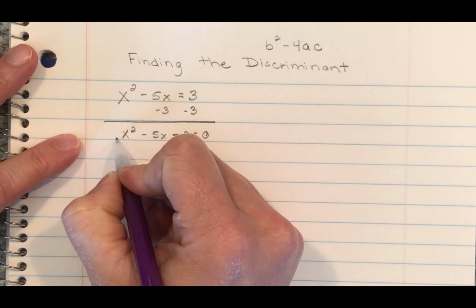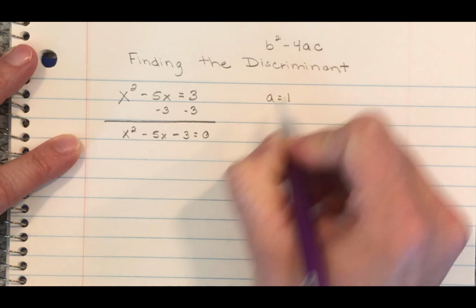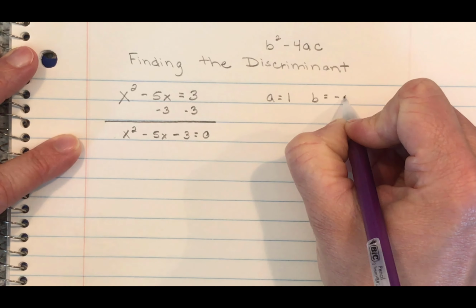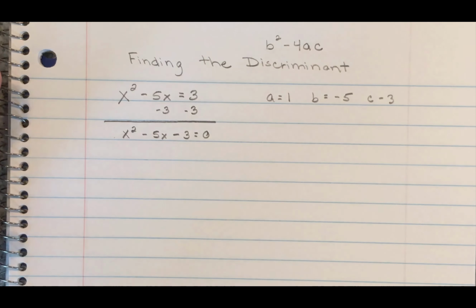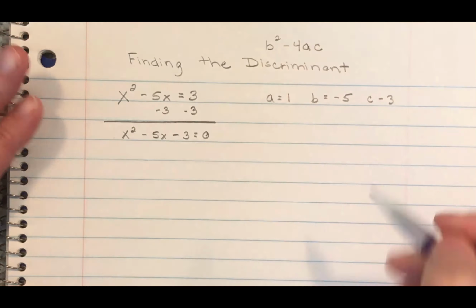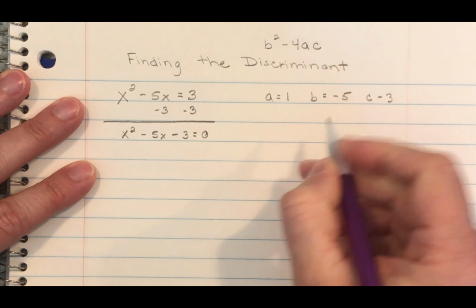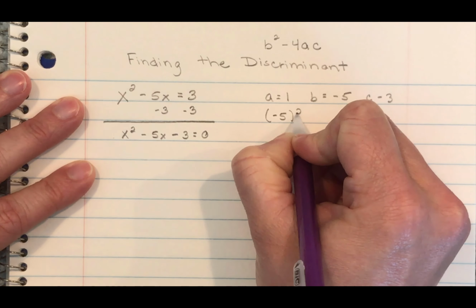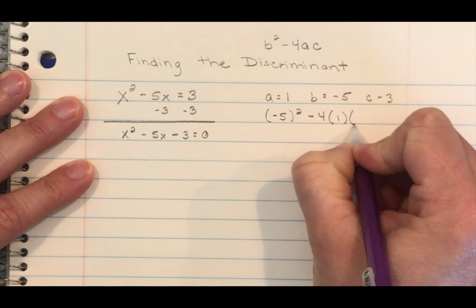So my a value is 1, because it's 1x squared. My b value is -5, and my c value is -3. Then to find the discriminant, I just plug them in. When you plug numbers in, they should go in parentheses, especially if they're negatives. So we're talking about (-5) squared minus 4 times 1 times -3.